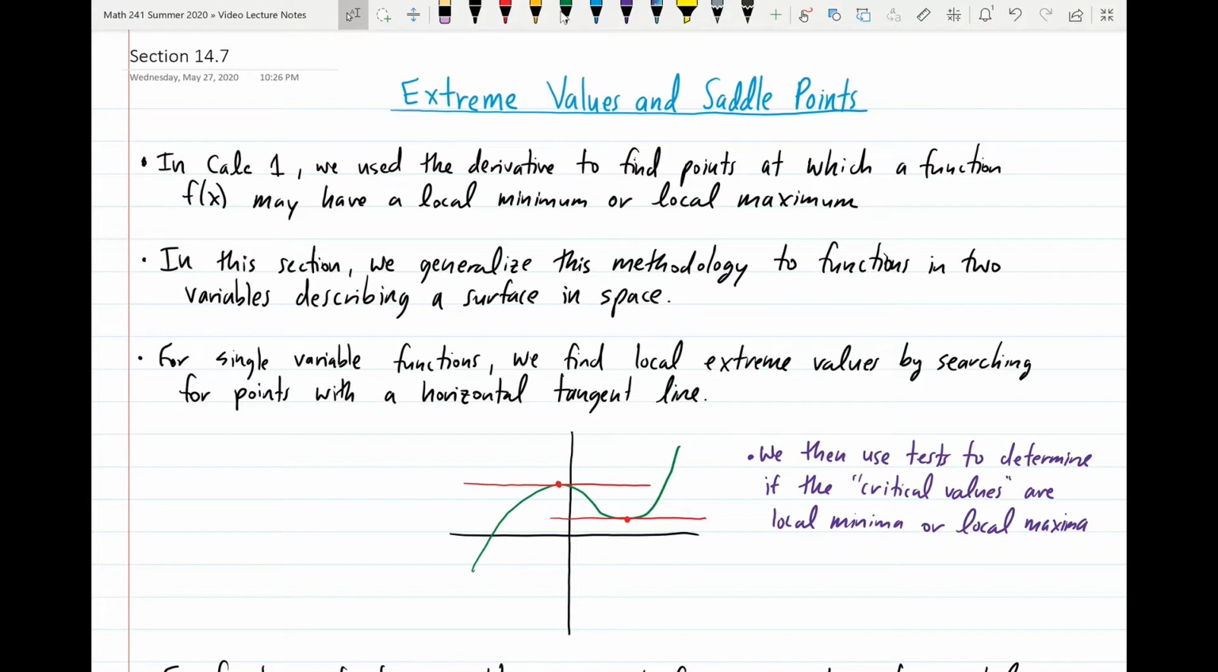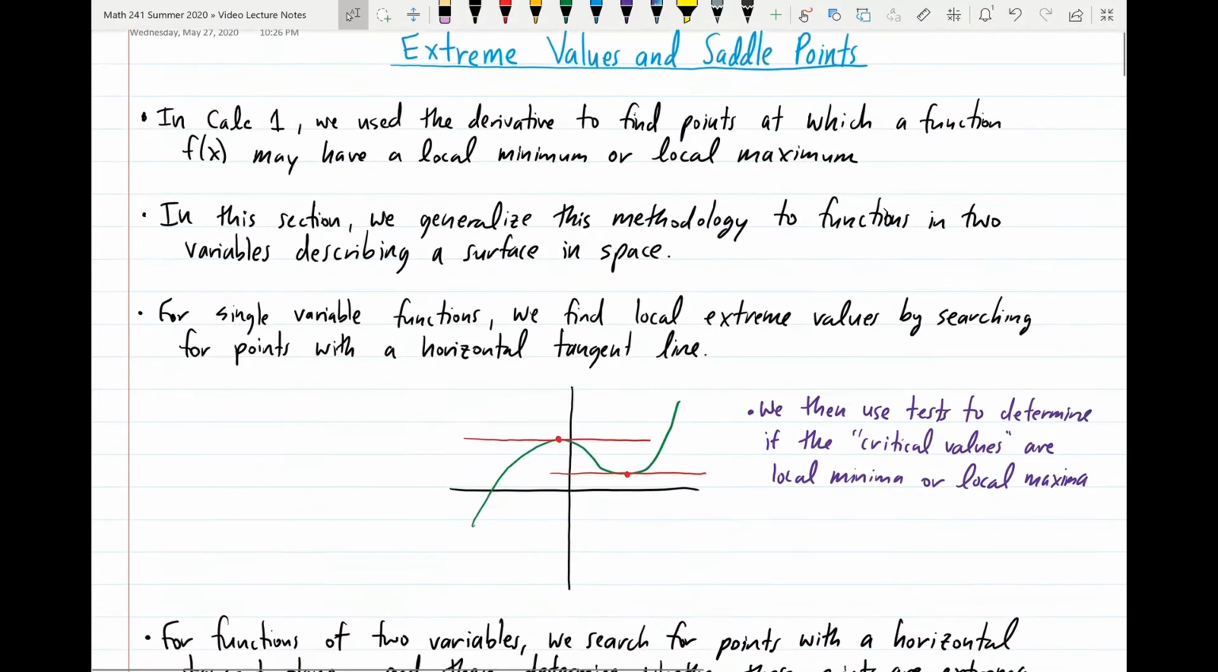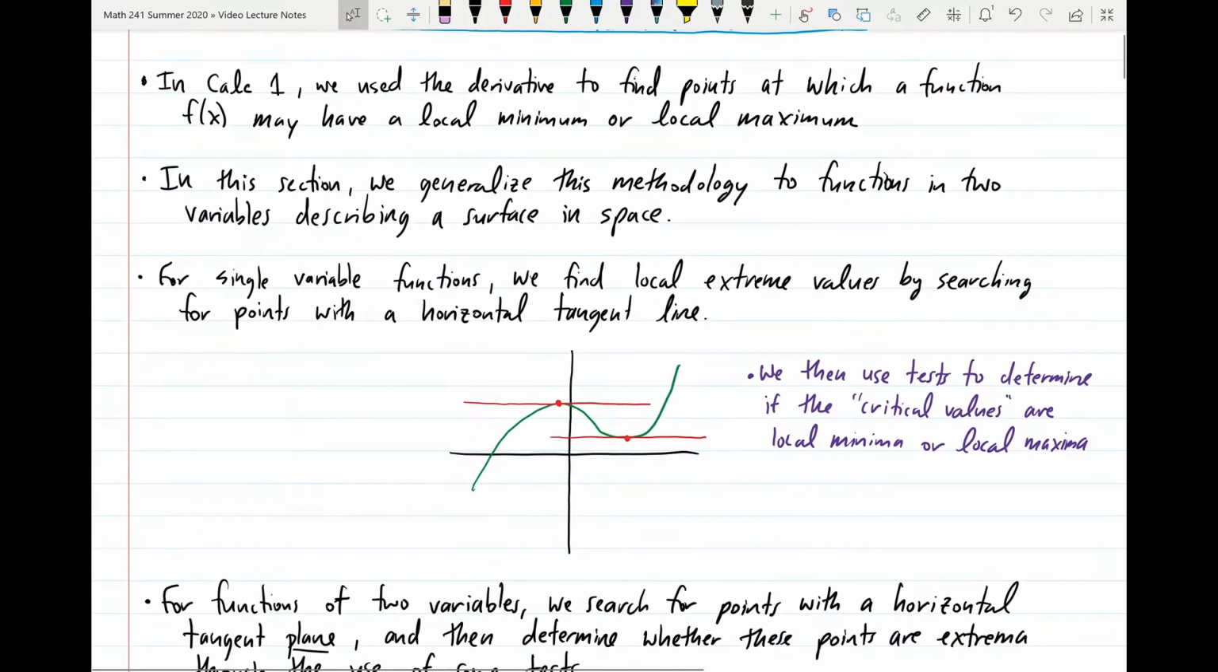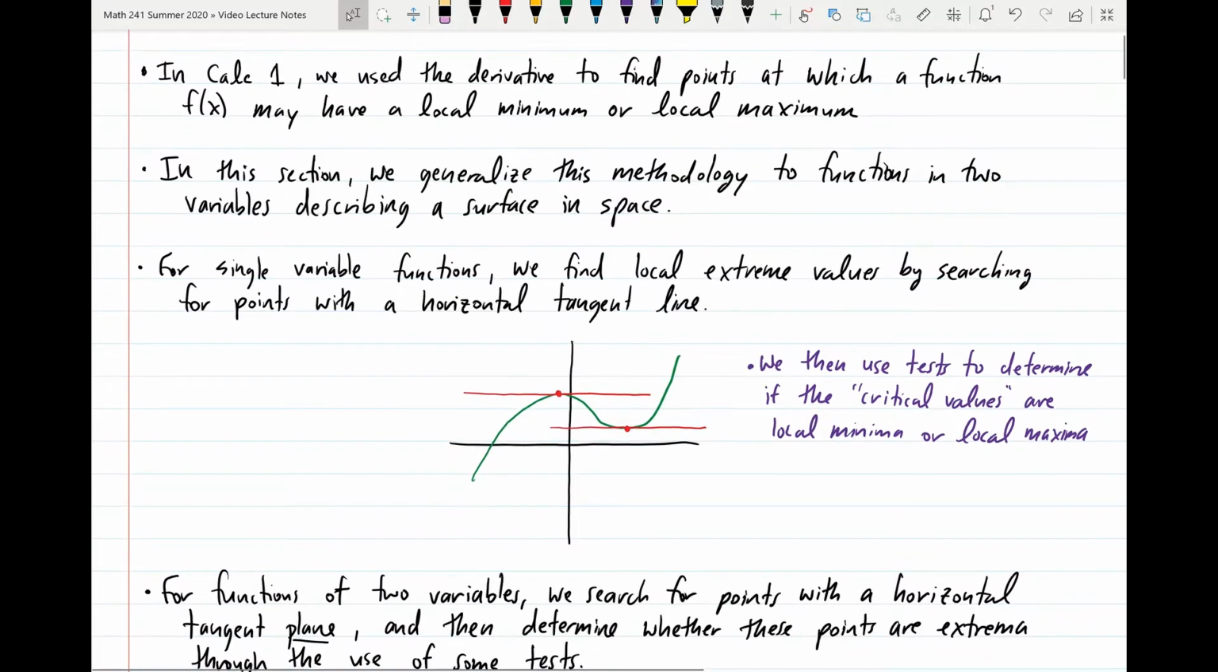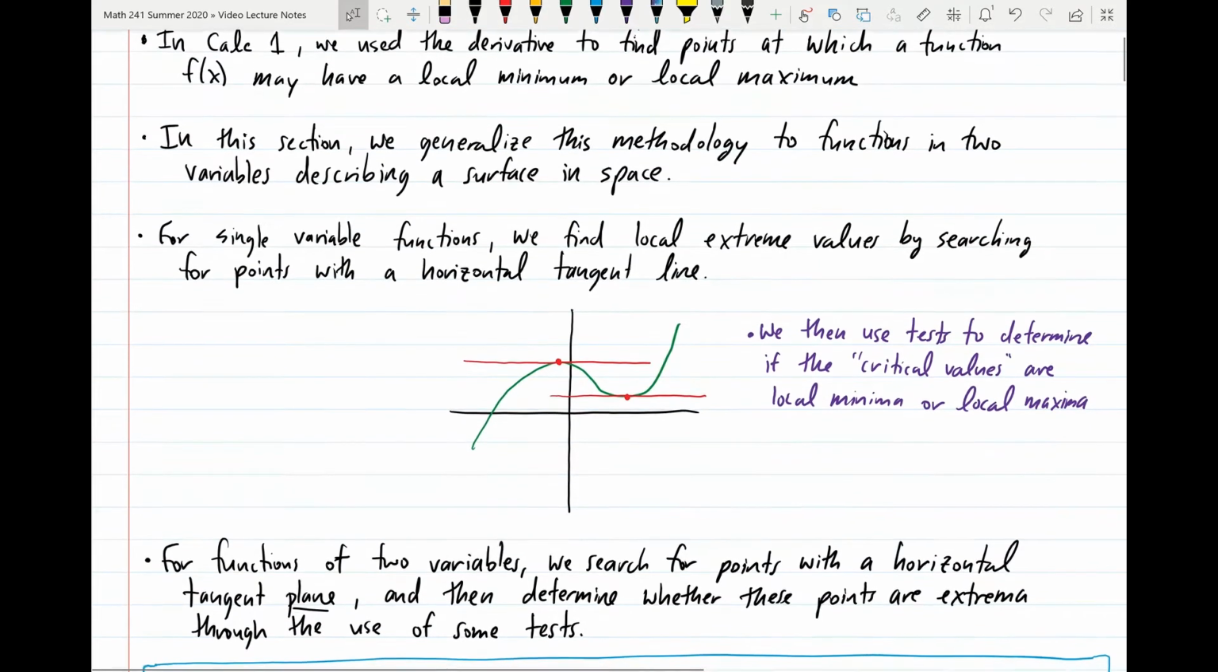You might recall that we could take a function, take the derivative and set the derivative equal to 0, and we got some critical points, and then we could examine those critical points to see if we had relative extrema at the different critical points that pop up. And I actually gave you a question related to that concept on the last exam. So in this section, we're going to generalize that methodology to functions in two variables that describe a surface in space as opposed to a curve in the plane.